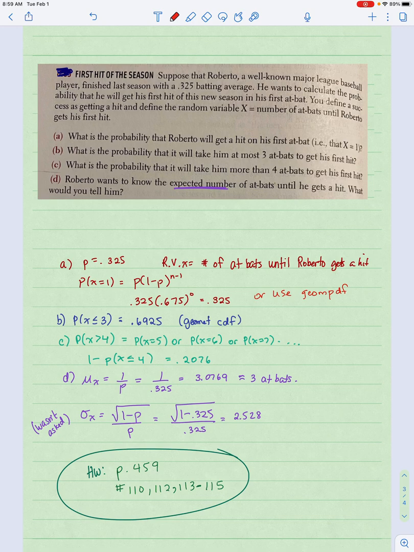Okay, then the next one's asking, what's the probability that he'll get at most 3 at bats before he gets his first hit? So at most 3 means he's getting either 1, 2, or 3 at bats. So that's a geometric CDF from 3 down, which is 1, 2, and 3. So you can do that on the calculator with second vars G. Then the next one's asking the probability that it's going to take him more than 4. More than 4 doesn't even include 4. It includes 5, 6, 7, or more. So you do 1 minus the probability that it's less than or equal to 4 with geometric CDF again.